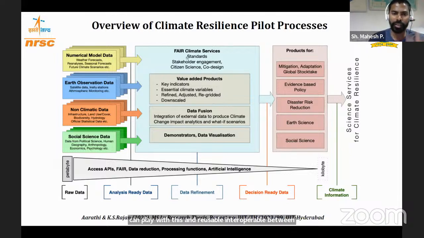So these we are going to follow and give the services in the future. That is what we are going to start this year: climate services using the OGC standards. We are going to implement that using OGC standards.